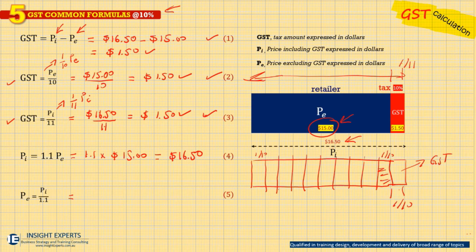Now, vice versa, if I want to calculate the price excluding GST and I have the price including GST, all I have to do is simply divide it by 1.1. So in our example here, we have PI equal to $16.50. We divide it by 1.1, and that is equal to $15.